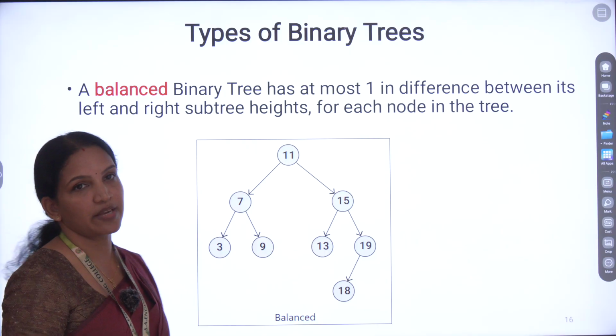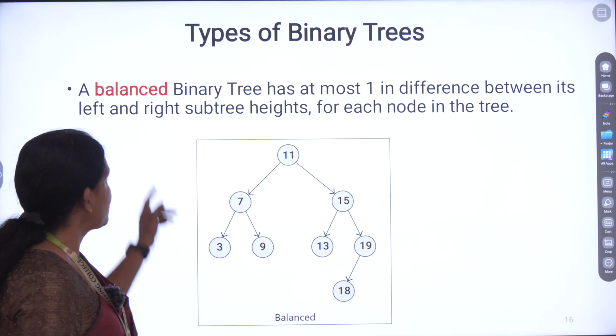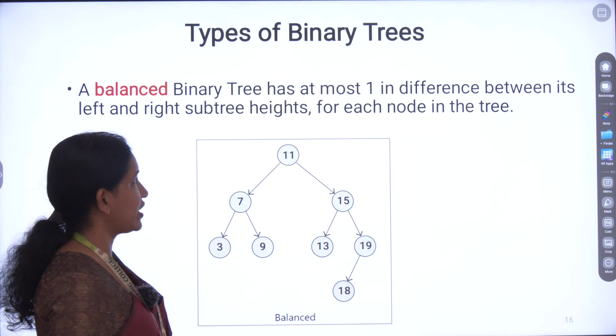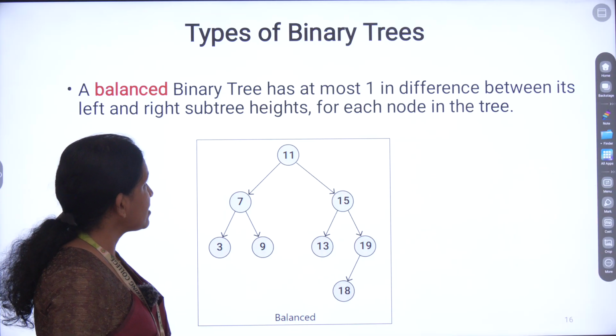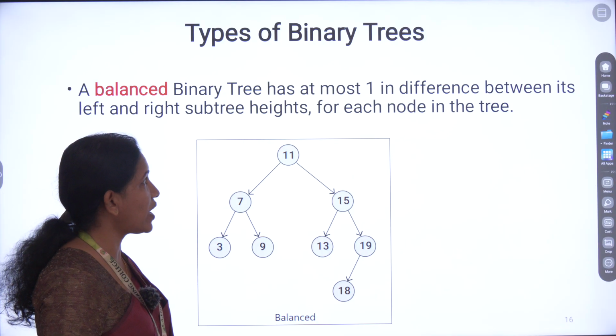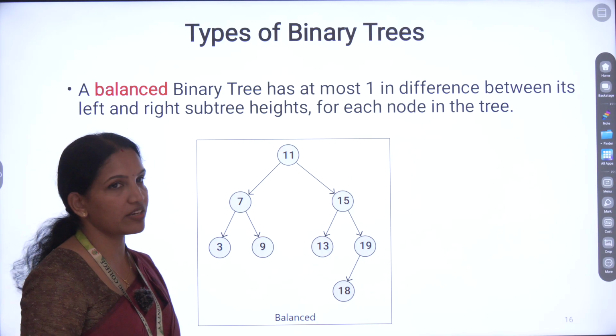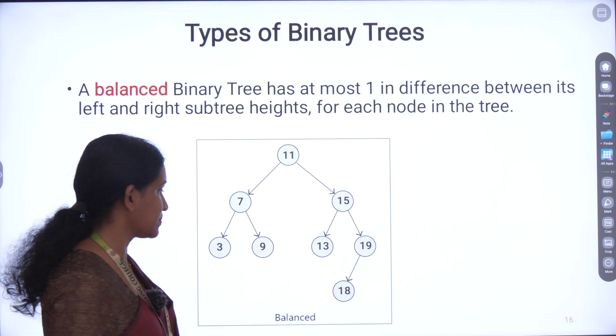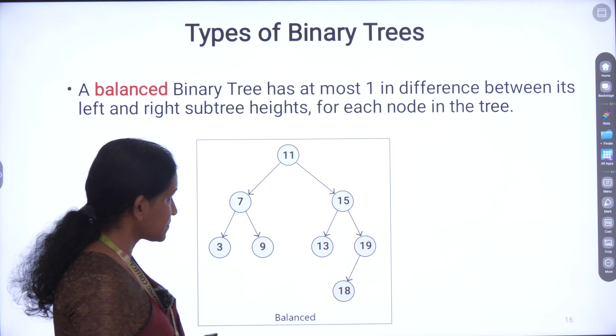Next we will see the different types of binary trees. The first one is called a balanced binary tree. A balanced binary tree can be defined as a binary tree that has at most one difference between its left and right subtree heights for each node in the tree.